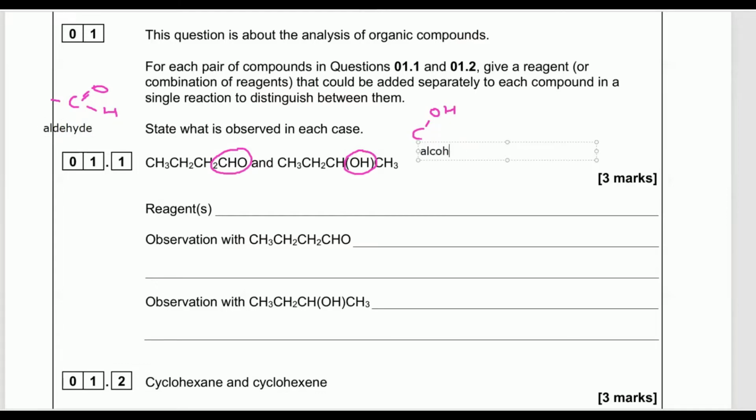So the reagent we can use with the aldehyde is either Tollen's reagent. Now that's basically silver nitrate dissolved in an ammonia solution. And that will give you a silver mirror, will be the observation on the inside of a test tube.